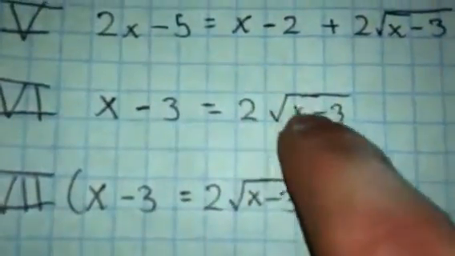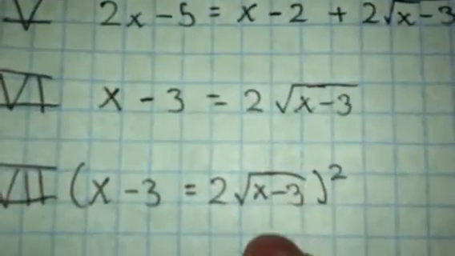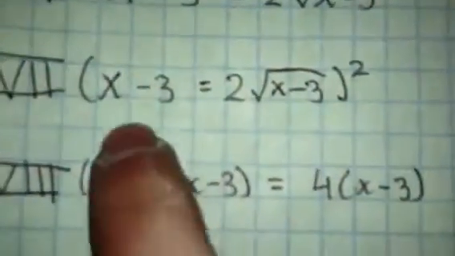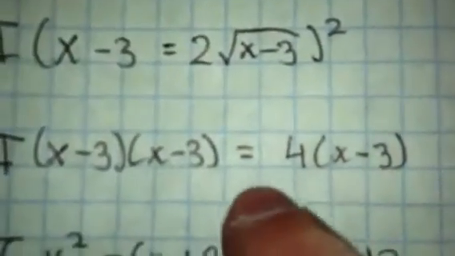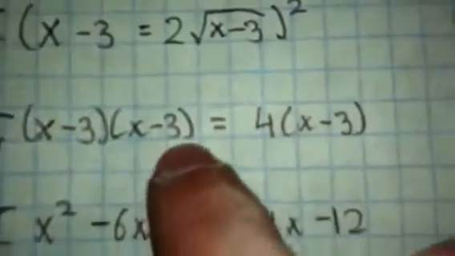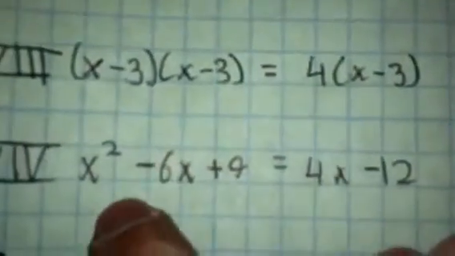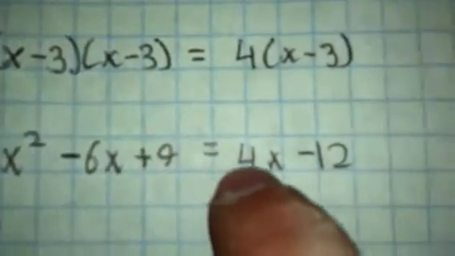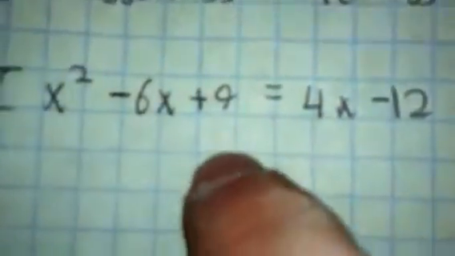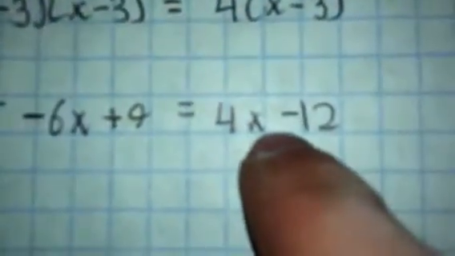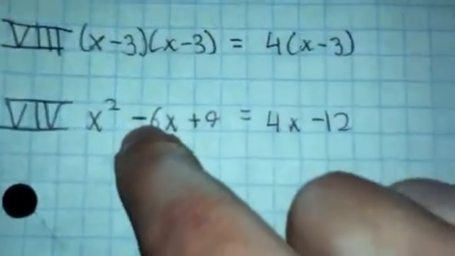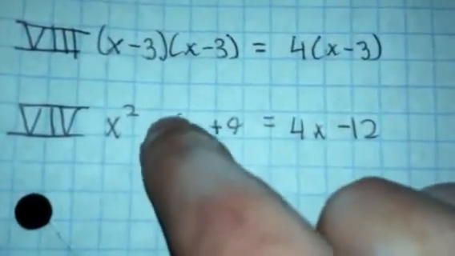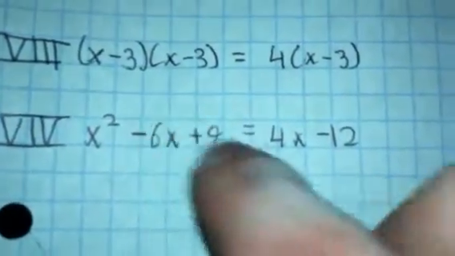Now you're going to want to square it again because you still have that radical in here. So once you square that, you're going to have to FOIL this, some good old-fashioned FOIL, and you get x squared minus 6x plus 9 equals 4x minus 12. And now you're going to want to take these and put them over here, because you have this kind of equation, so you're going to have to set this equal to 0.